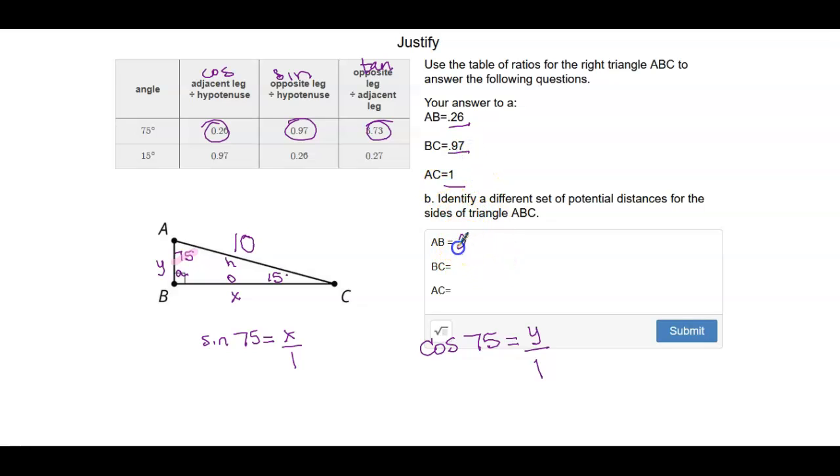So AB would be 2.6, BC would be 9.7, AC would be 10, because what we're doing is we're just changing this amount down here. So instead of multiplying the cosine of 75 times 1, we're multiplying the cosine of 75 times 10, multiplying the sine of 75 times 10.